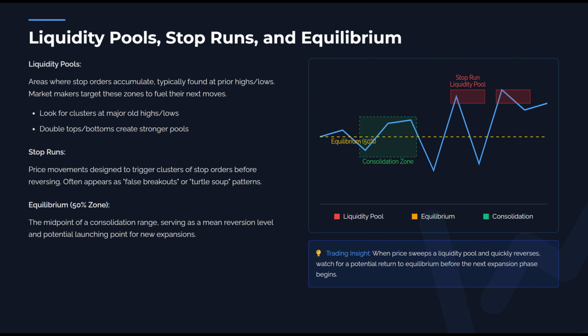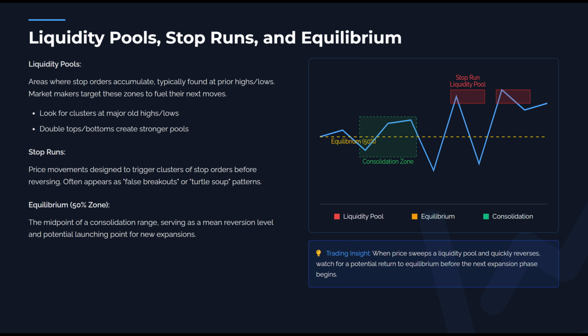Most traders place their stops in obvious places. If they're buying, they put their stop just below the recent low. If they're selling, they put their stop just above the recent high. This creates clusters of stop orders, our liquidity pools. The institutions know exactly where these pools are located, and they use them like ATM machines.